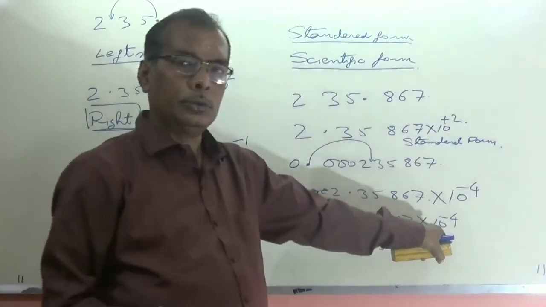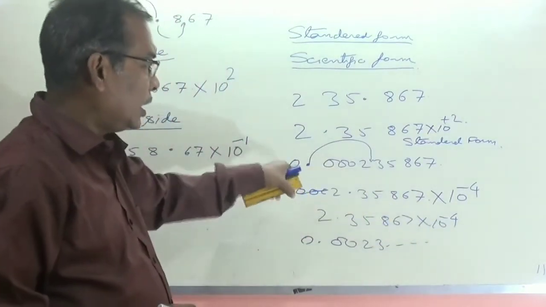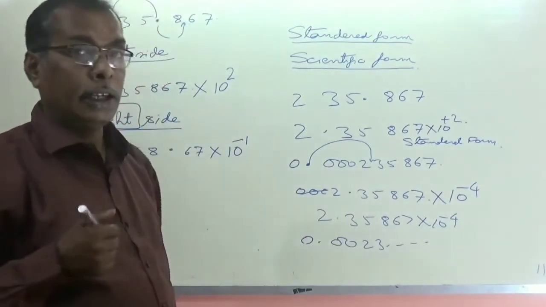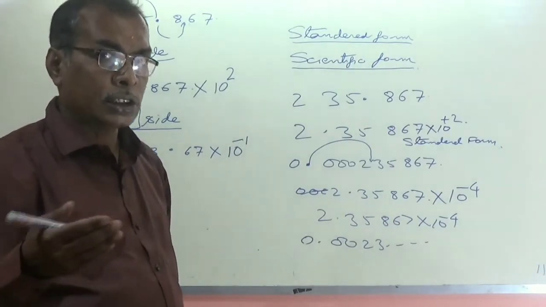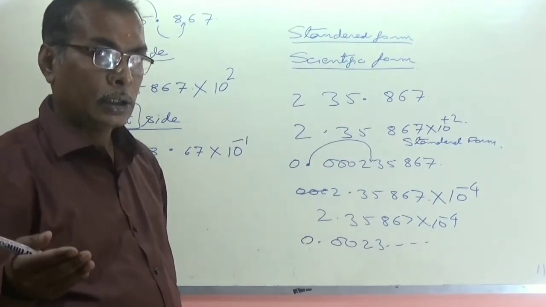Similarly here also. So this is the procedure to change a number into standard or scientific form. Okay, so based on these ideas, a few questions are there in your book. I am going to solve those questions one by one.